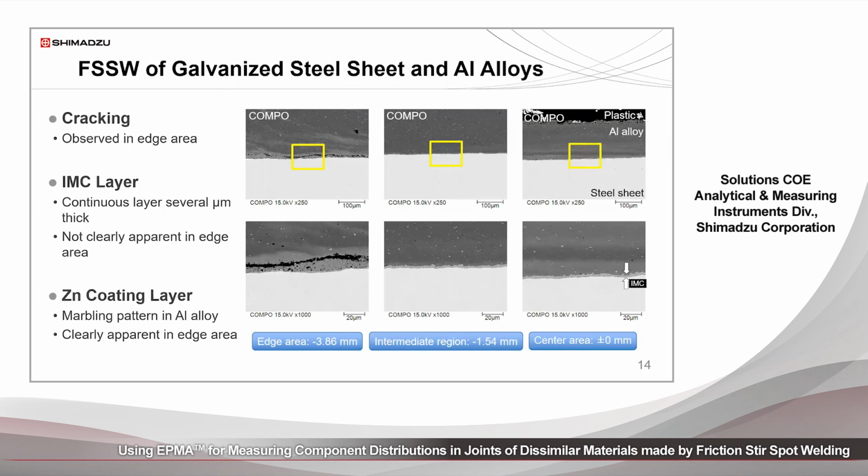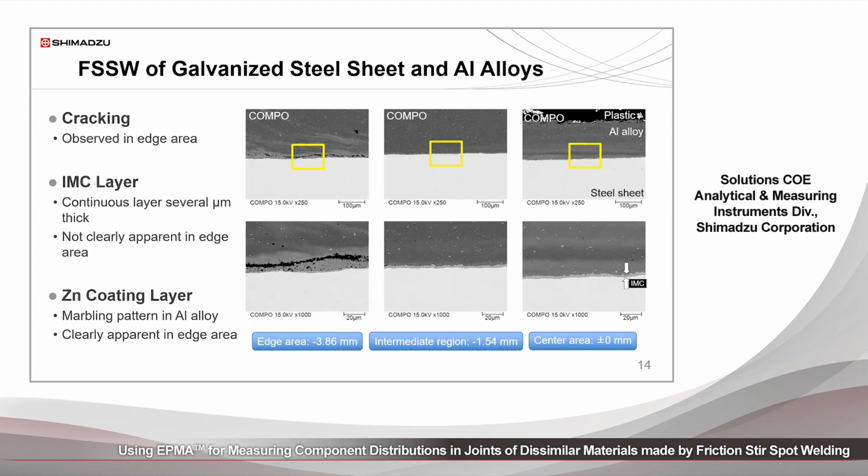We next turn to another weld made from a different set of two dissimilar materials. In this case, it's an aluminum alloy welded to galvanized steel. The top row is a macroscopic, or relatively medium magnification, image at the scale of 100 micrometers using the compo mode on the EPMA of the region where the IMC is formed.